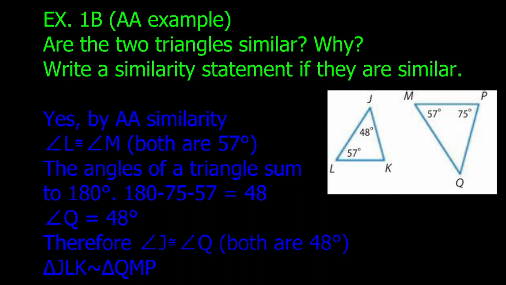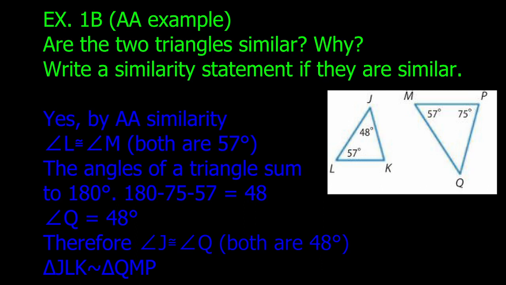This time I can match them up by using the numbered angles. J is 48 and Q is 48, so they go in the first position. L is 57 and M is 57, so they go in the second positions. And then K and P have to go in the last positions because they're the leftover angles.